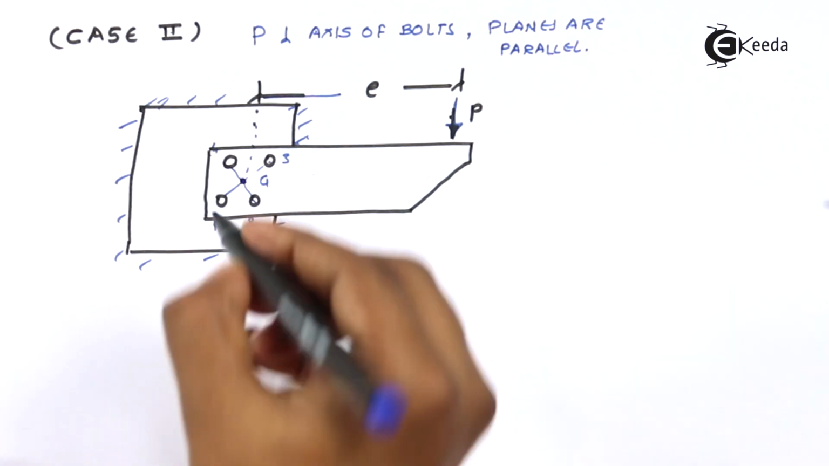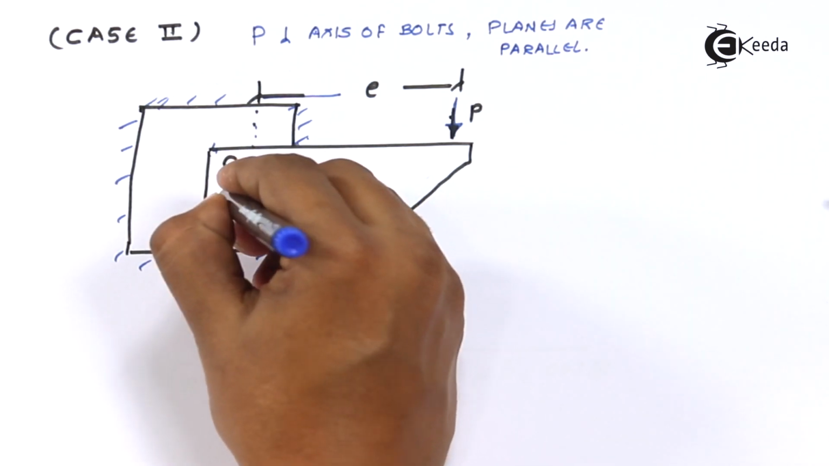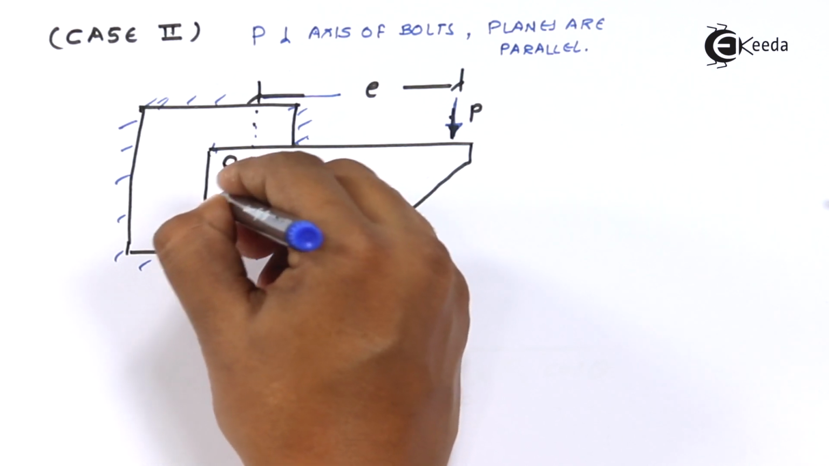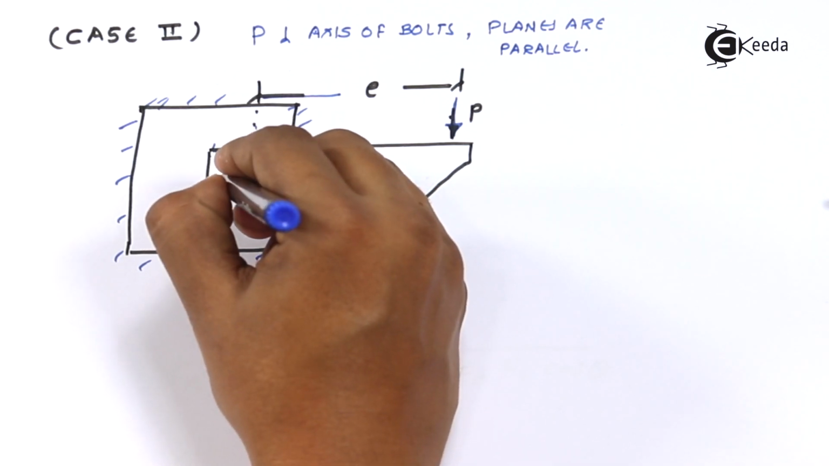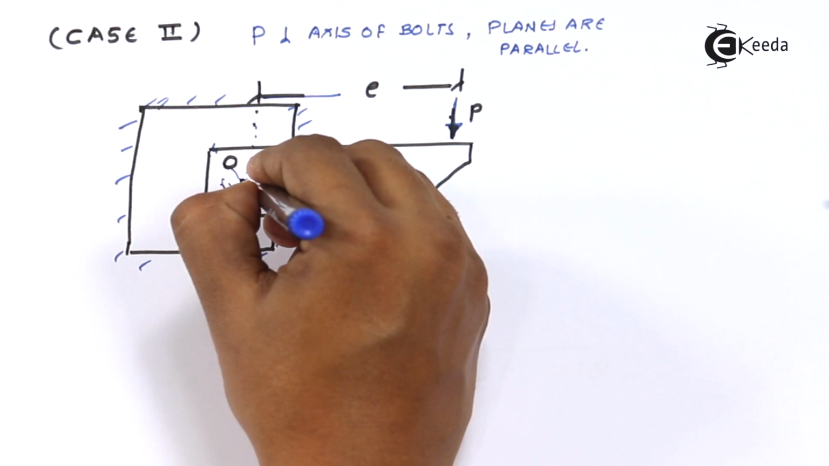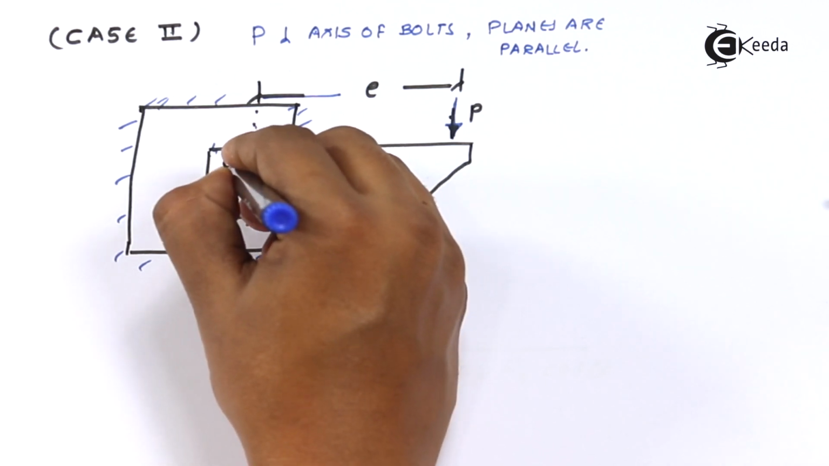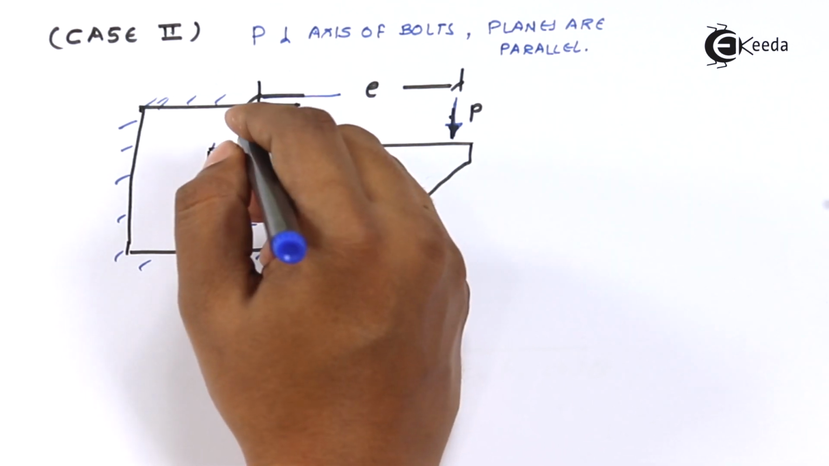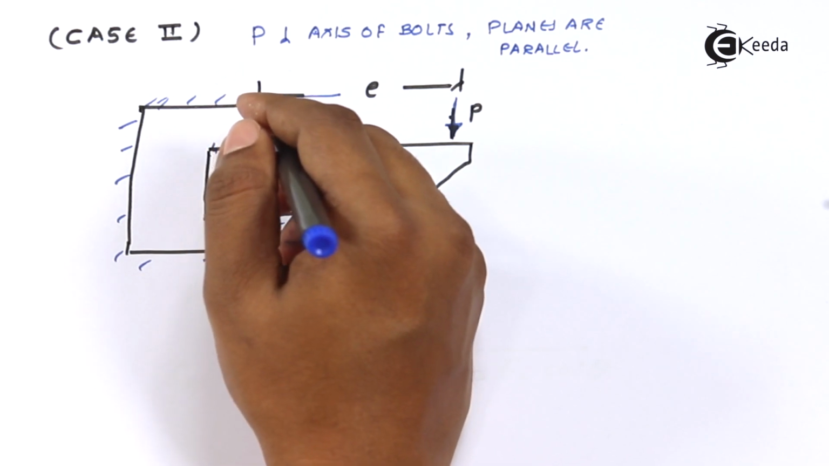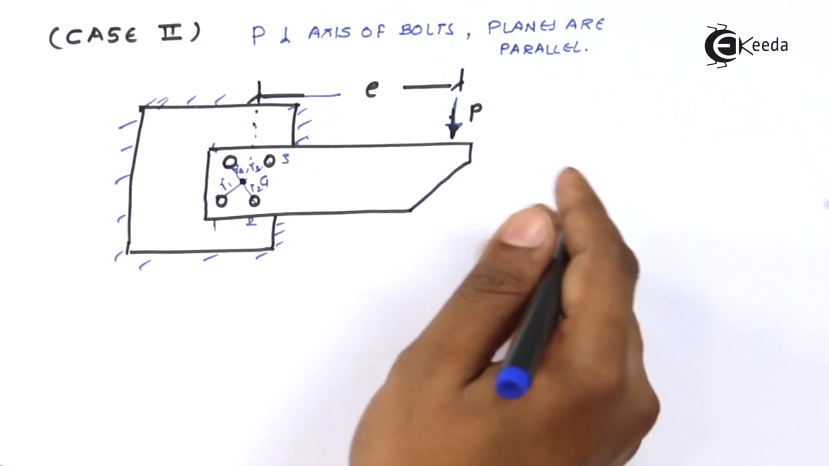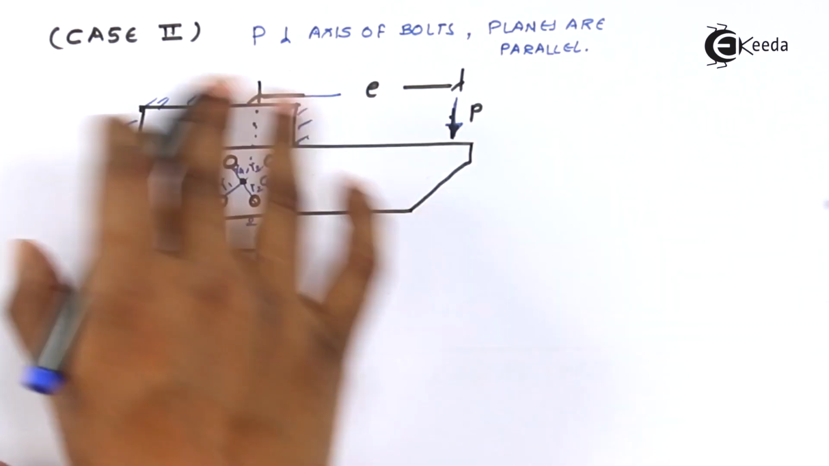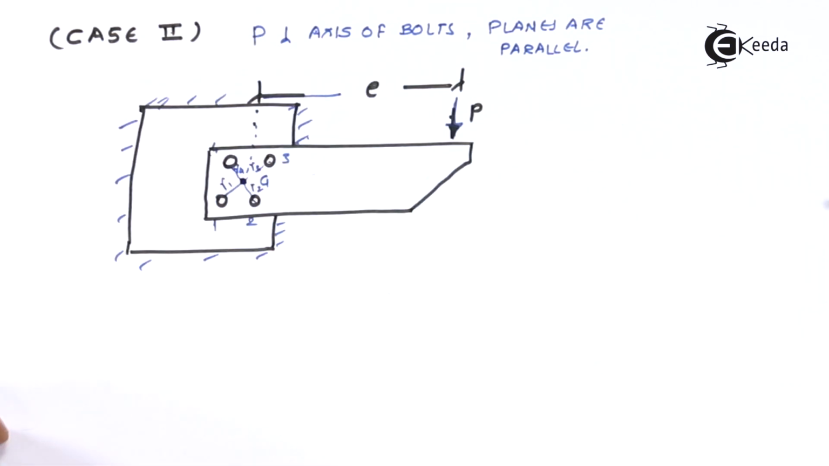Fine. Another thing is the direct distance between them will be called the radial distance. So it is R1, R2, R3 and R4. This is how the distances from the center point will be specified. So this is the important nomenclature as far as case number 2 is concerned.